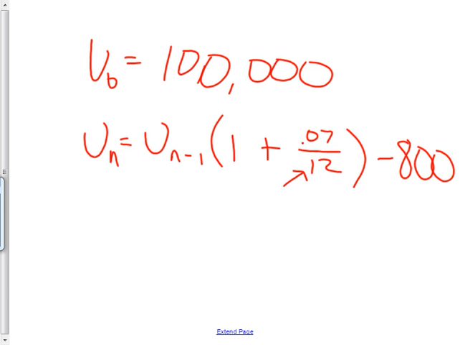Stop and just think for a second. If I do U sub 1, a lot of people think, oh, that means after 1 year. What would it really mean? After 1 month. Because we're doing monthly here, U sub 1 would mean after 1 month. How much of a loan do I have? I had $100,000. It's probably going to go up or down. If I didn't make enough of a payment, then my loan amount will go up.